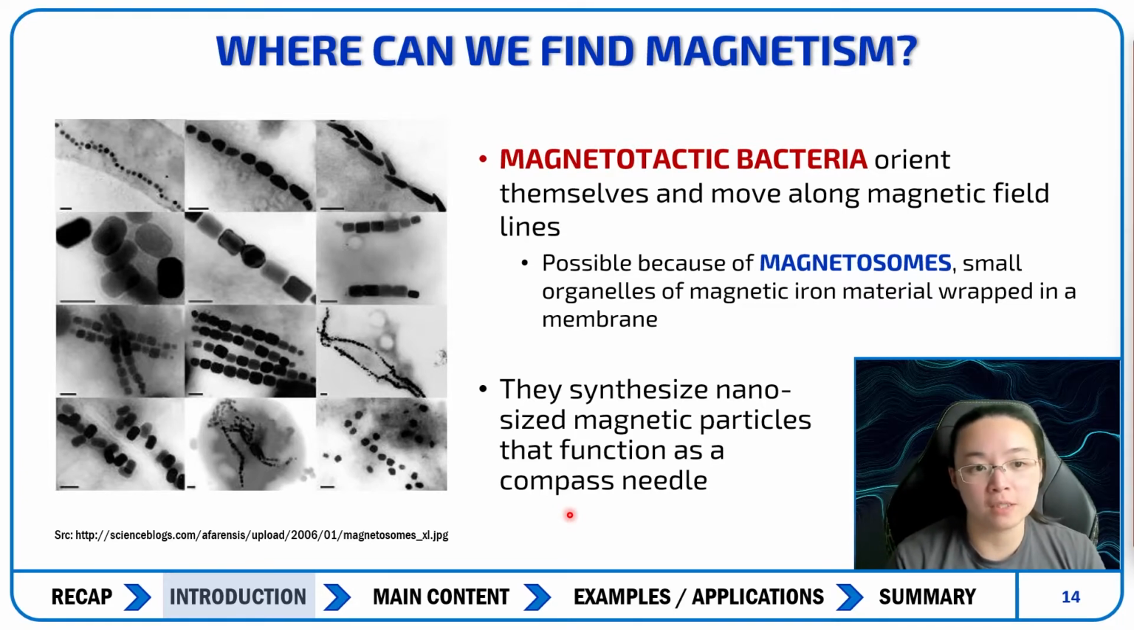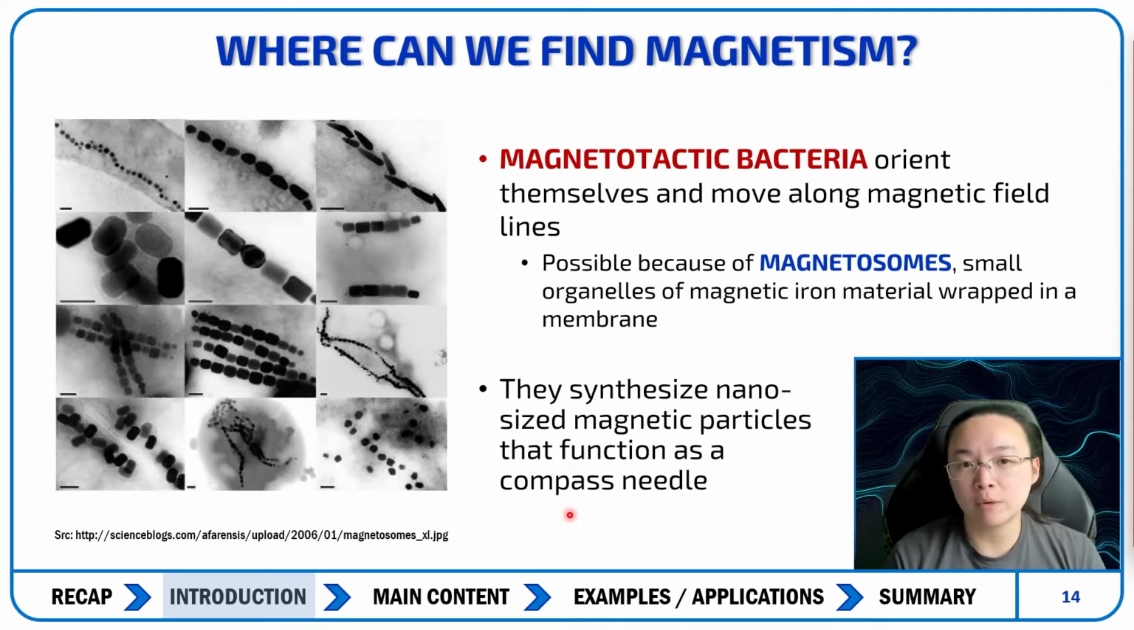These are really unique organisms because they orient themselves and they move along magnetic field lines, which is pretty cool. It's possible because within the bacteria themselves, they have something called magnetosomes. They are small organelles made of magnetic iron material wrapped in a membrane. These bacteria synthesize nano-sized magnetic particles that function as a compass needle. So we're going to take a look at this later on in the lecture.